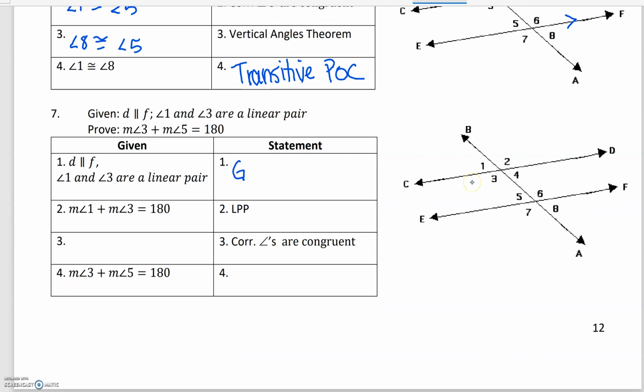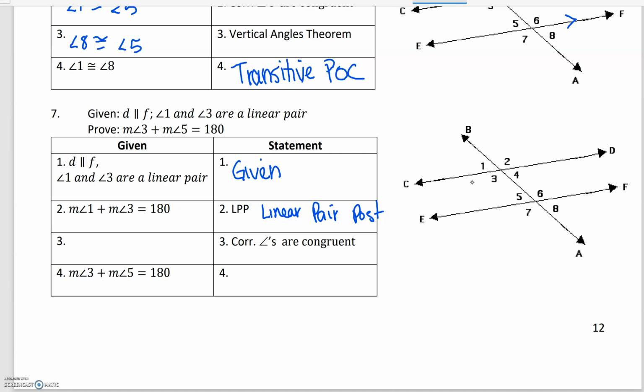All right, this is given. And then the linear pair postulate is the LPP. Write that out so you know what that is. So if it's a linear pair, then it's 180. And then corresponding angles are congruent.